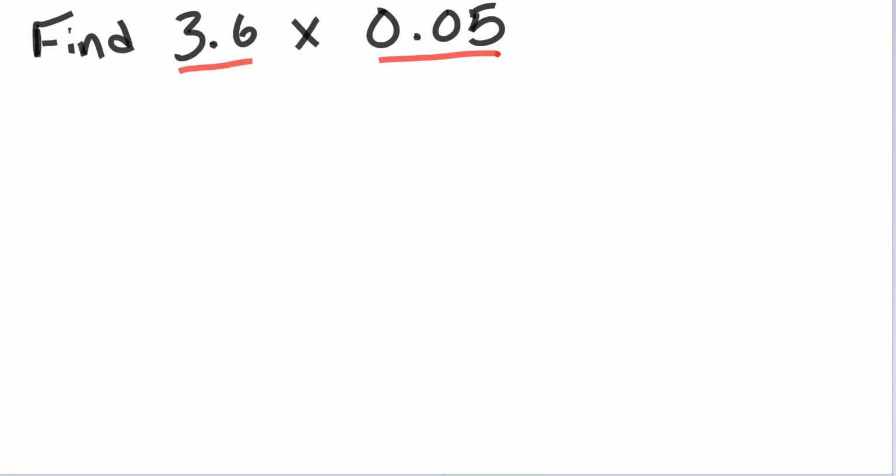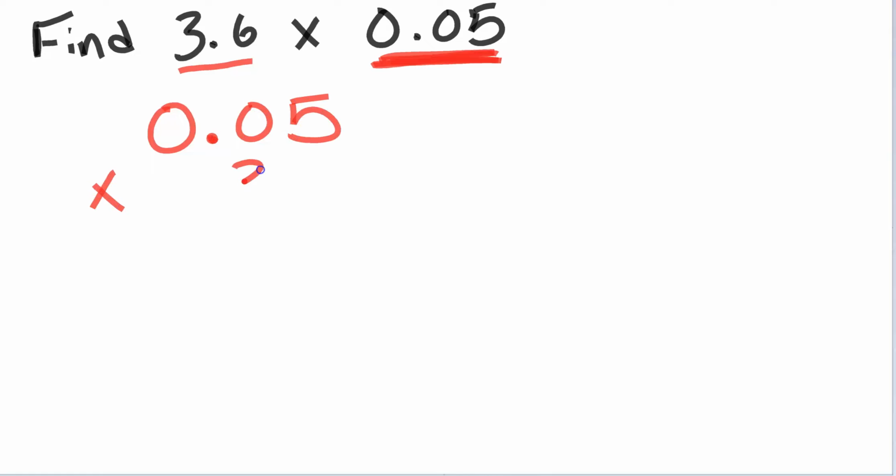So when it says find 3.6 times 0.05, there are more numbers in this one. So I like to put the one that is longer on the top. So I'm going to put that one on the top, and then I'm going to put 3.6 on the bottom. It doesn't matter the order you do it because you are multiplying. All right, then I'm going to start multiplying.